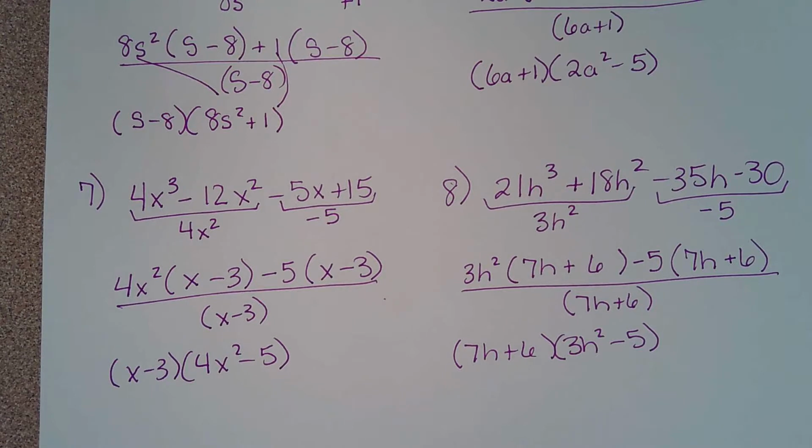Second one, I took out a 3h squared and a negative 5 again. So this gave me 7h plus 6 in my groupings. So I grouped out 7h plus 6, which gave me 7h plus 6 and 3h squared minus 5 for my answer. All right, I hope you're feeling more comfortable.